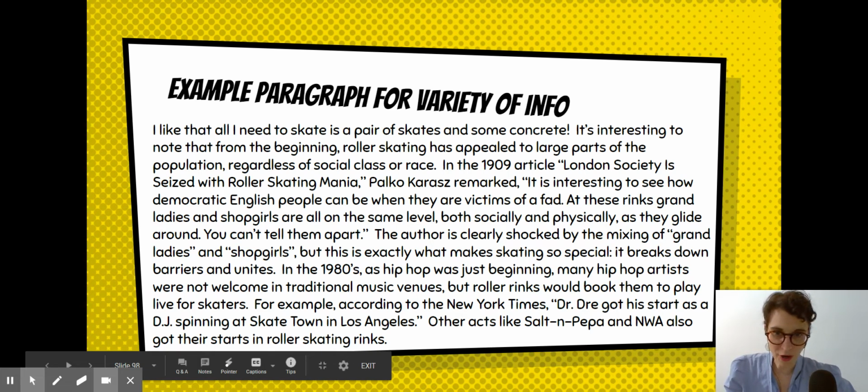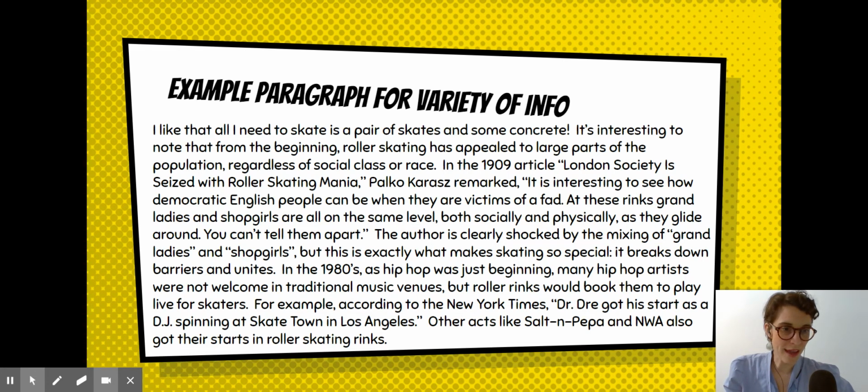So here is a sample paragraph. Let's take a look at this. And then I'm going to break down what's in it. I like that all I need to skate is a pair of skates and some concrete. It's interesting to note that from the beginning, roller skating has appealed to large parts of the population, regardless of social class or race. In the 1909 article, London Society is seized with roller skating mania, Paul Courage remarked, "It is interesting to see how democratic English people can be when they are victims of a fad. At these rinks, grand ladies and shop girls are all on the same level, both socially and physically, as they glide around. You can't tell them apart."